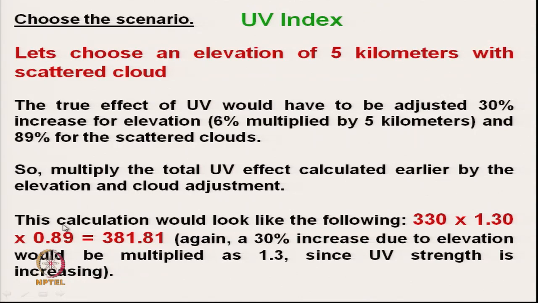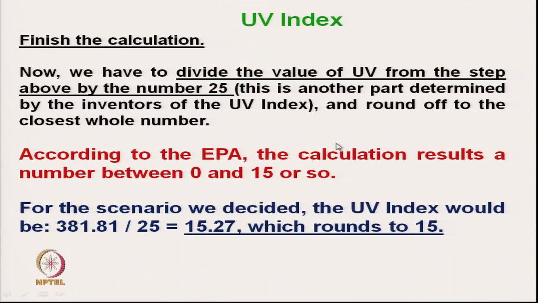So, the effective calculation will be that effective UV strength will be 330 multiplied by, for 30% increase, 1.3, and 89% of the transmission due to scattered cloud, 0.89. So, it is coming out to be 381.81. Okay. So, considering the elevation and cloud, that is the effective dose, effective strength of the UV.